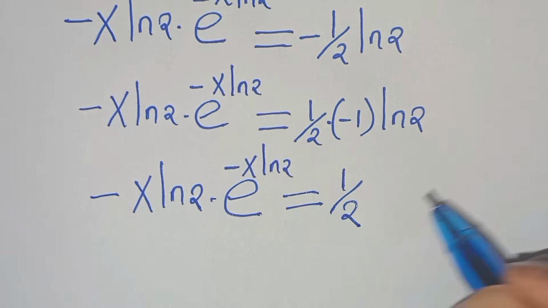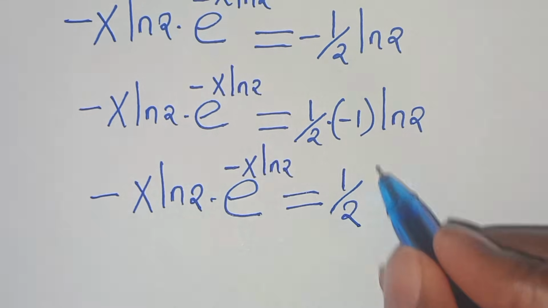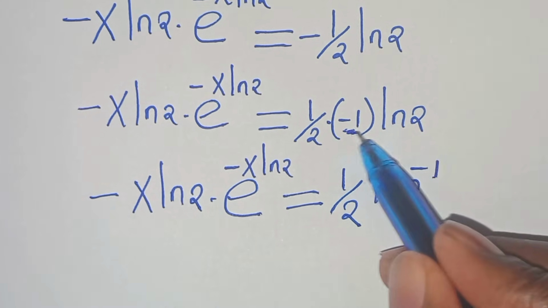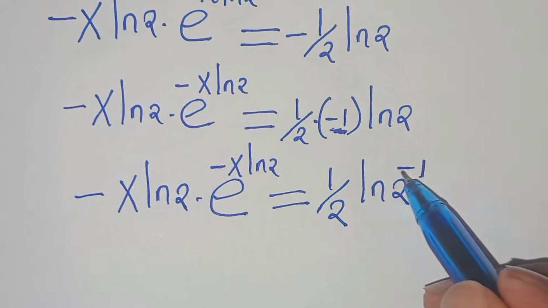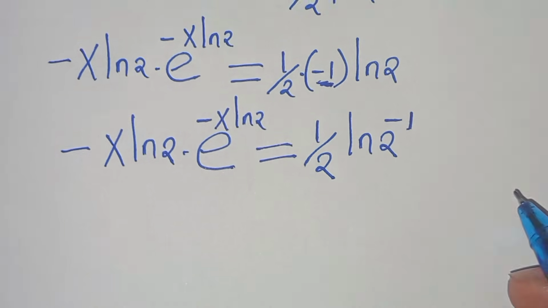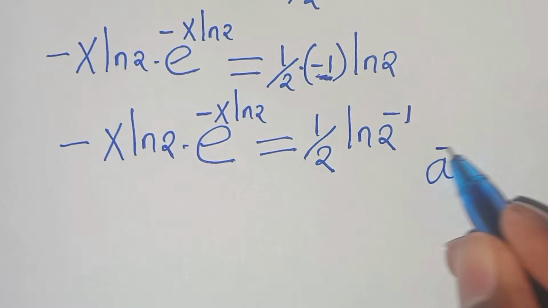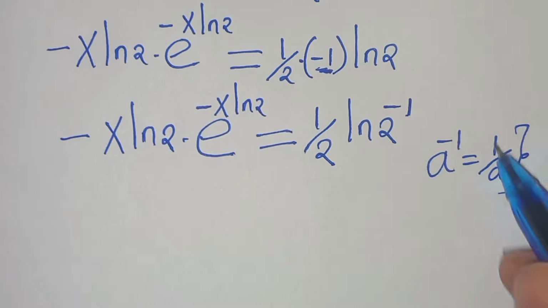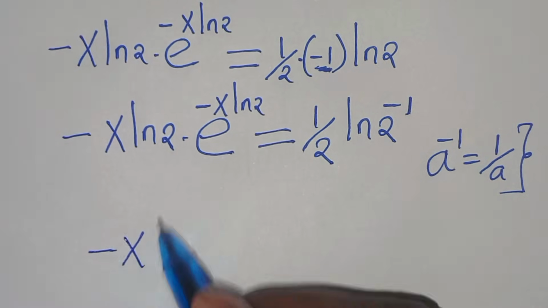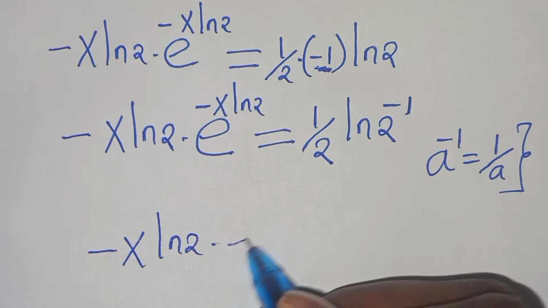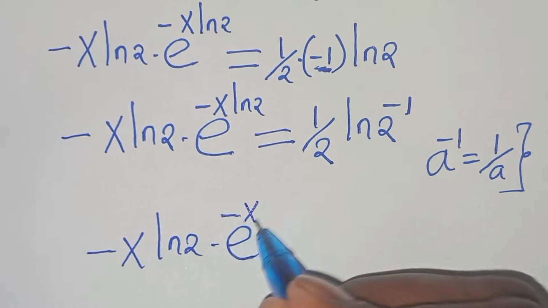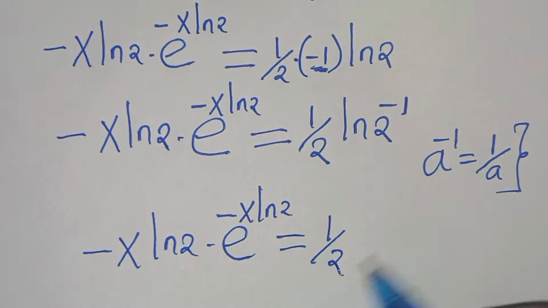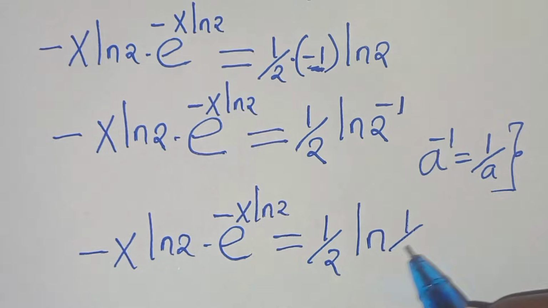Now here we have ln of 2 raised to the power of minus 1. So this is the power here. So this becomes ln 2 to the power of minus 1. And we have that a to the power of minus 1 is the same thing as 1 over a. So applying this property, then we have minus x ln of 2 multiplied by e raised to the power of minus x ln of 2. This is equal to a half ln of a half.